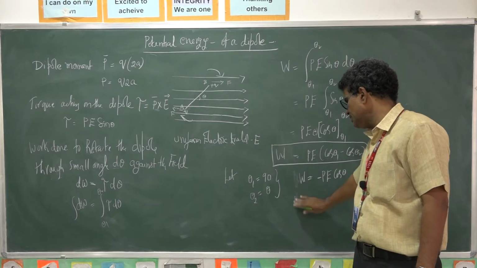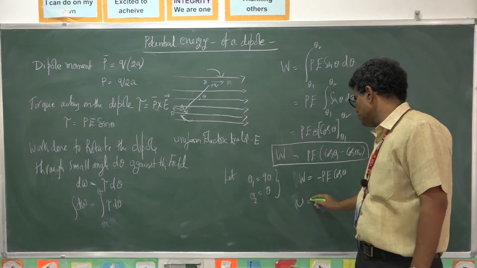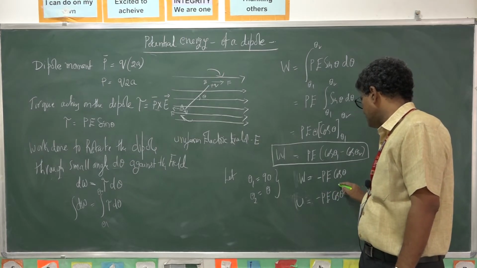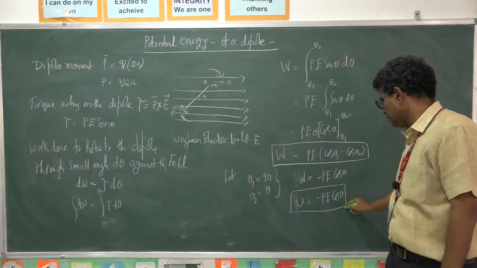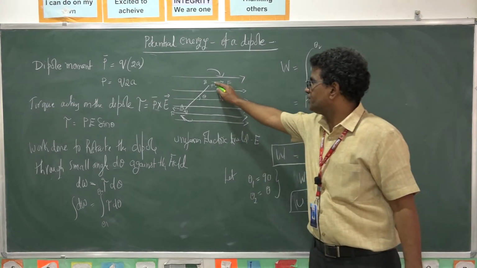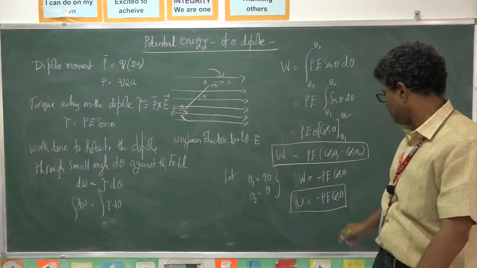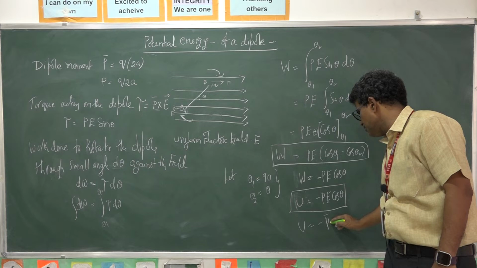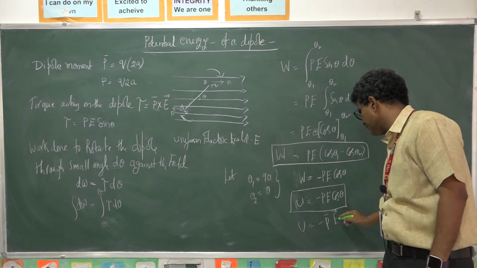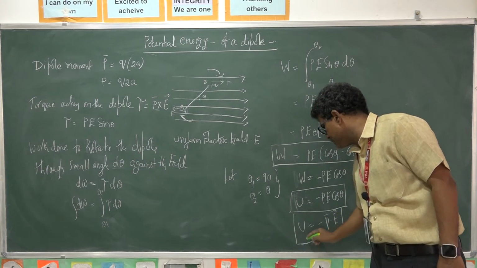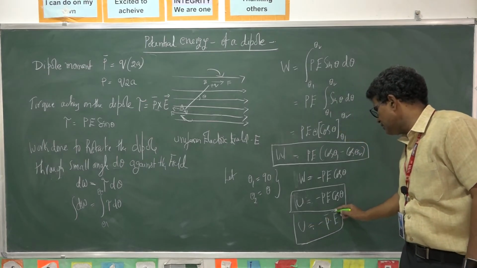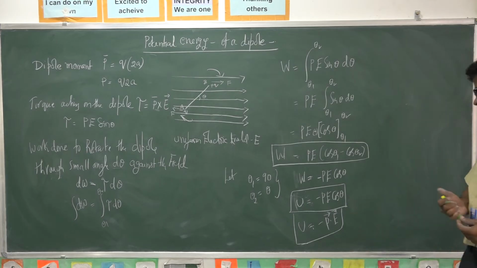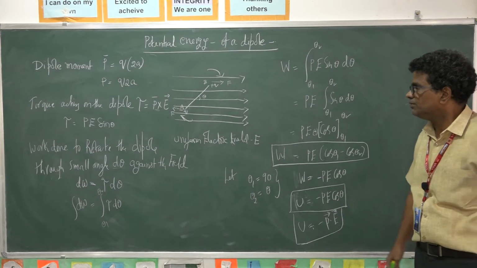Potential energy is represented with the letter U. U is equal to minus PE cos theta. This is the expression for the potential energy of this system, that is a dipole in a uniform electric field. This can also be written as U is equal to minus P bar dot E bar. So in vector form we can write it as minus P bar dot E bar. This is the potential energy of this dipole.